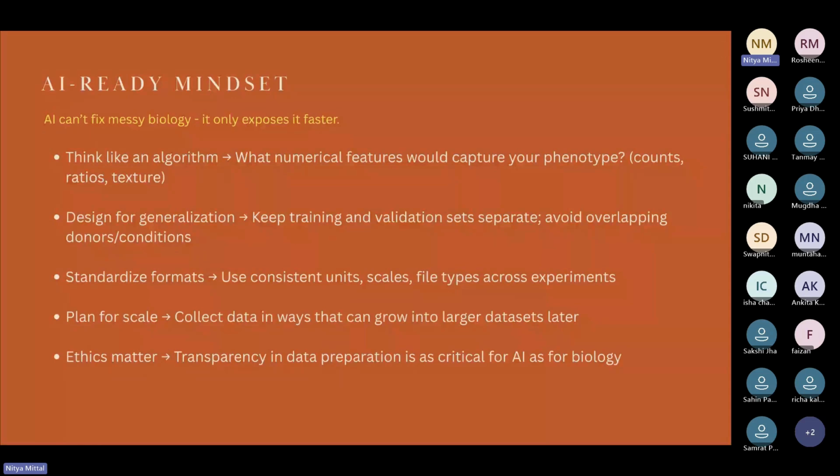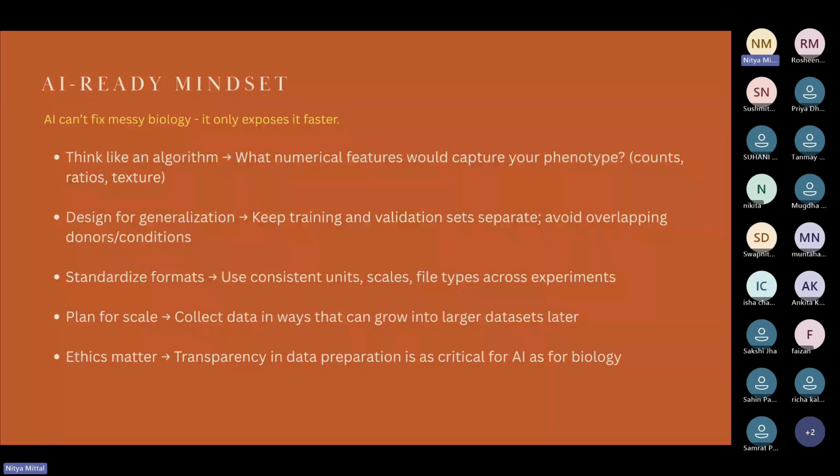So here it's not about just data hygiene, right? Data hygiene is the first step. Data hygiene is about not losing your work. AI readiness, on the other hand, is about making your work useful for pattern recognition because that's what most algorithms do. If your phenotype is only described in words or pretty images, AI can't use it.